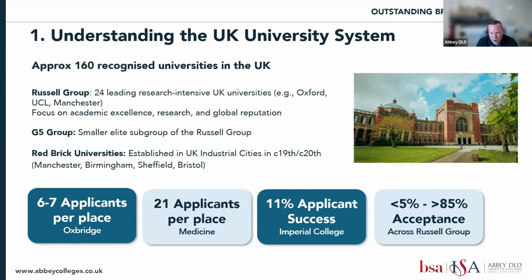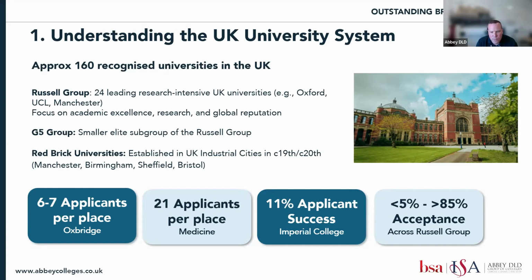Now, other groupings you might hear are red brick universities. Again, this tends to refer to universities in the larger cities that are at least 100 or 200 years old, that were founded out of a time called the Industrial Revolution in the UK. One of the most famous ones I'm sure you've heard of is Manchester University, and Birmingham University, which is the red brick building you can see in the picture there, is considered perhaps to be one of the original red brick universities.